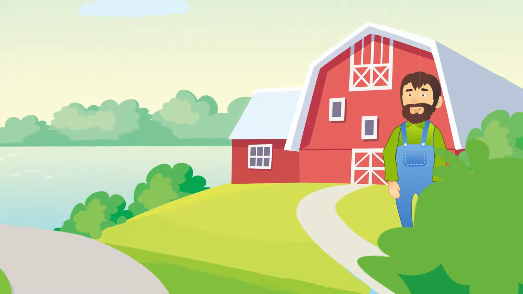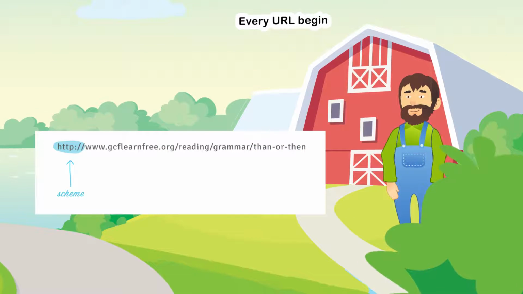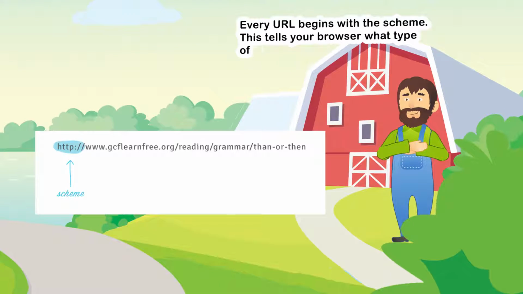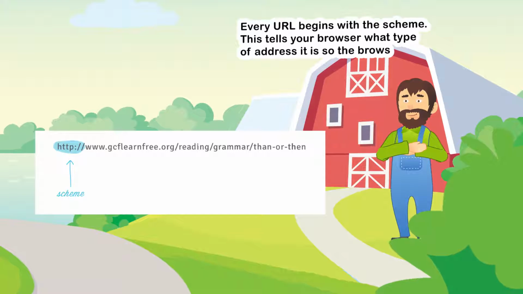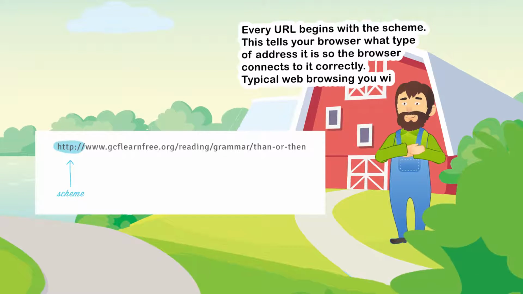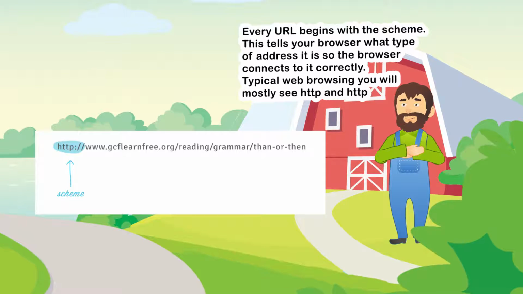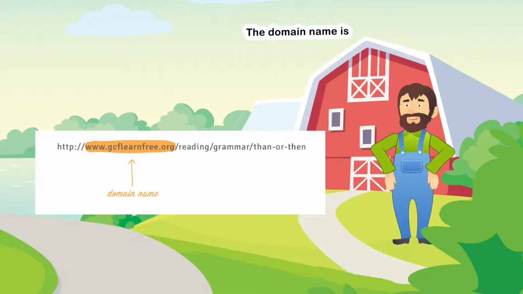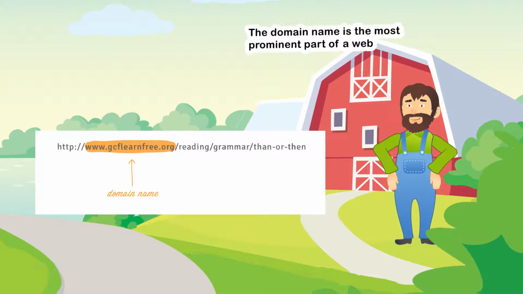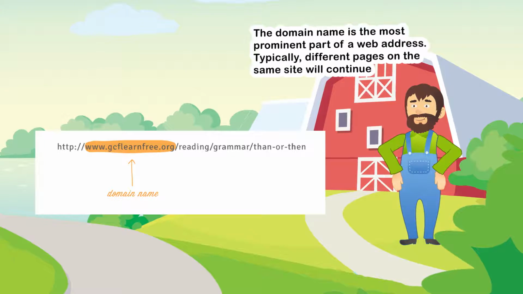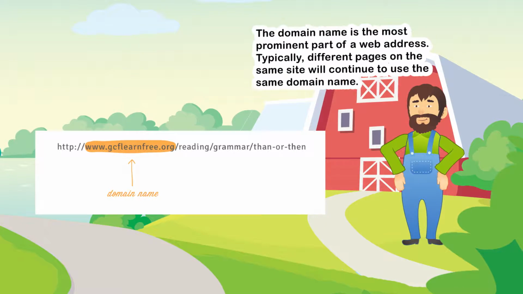Understanding URLs. Every URL begins with the scheme. This tells your browser what type of address it is so the browser connects to it correctly. In typical web browsing, you will mostly see HTTP and HTTPS. Domain name. The domain name is the most prominent part of a web address. Typically, different pages on the same site will continue to use the same domain name.